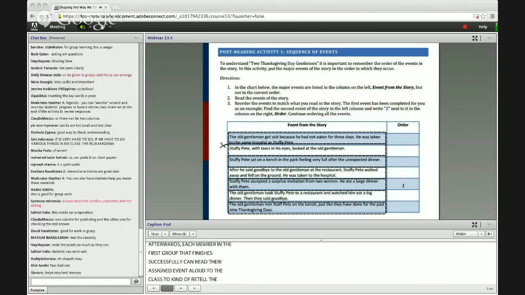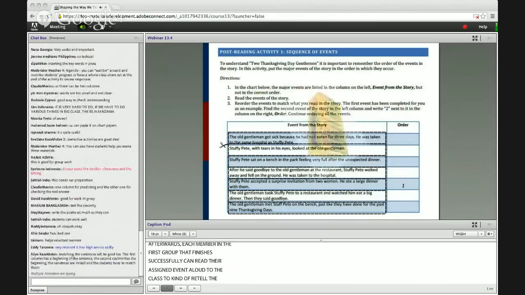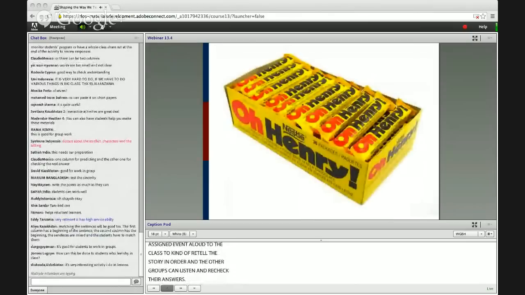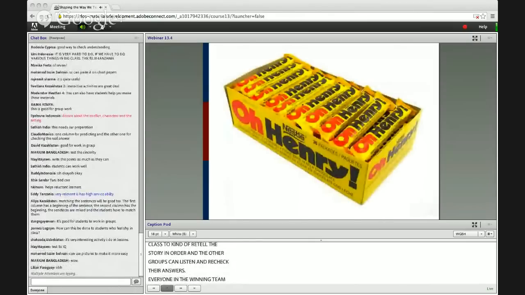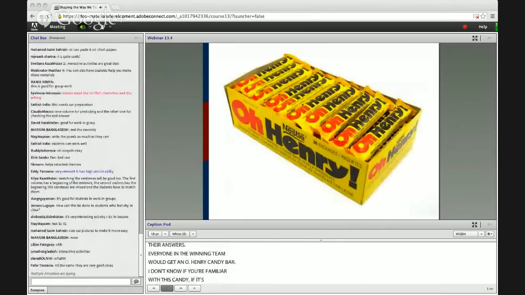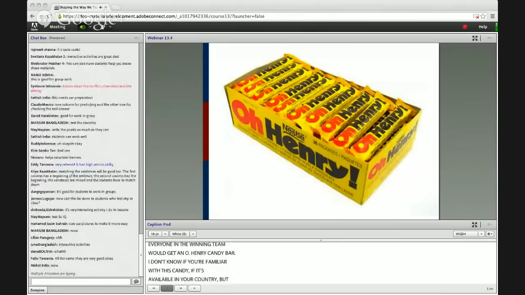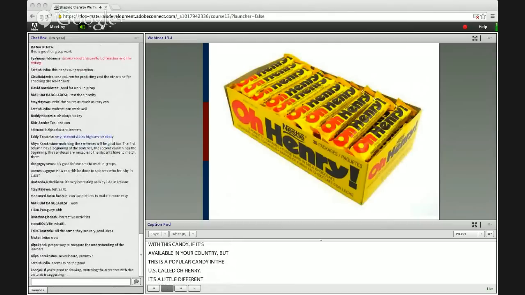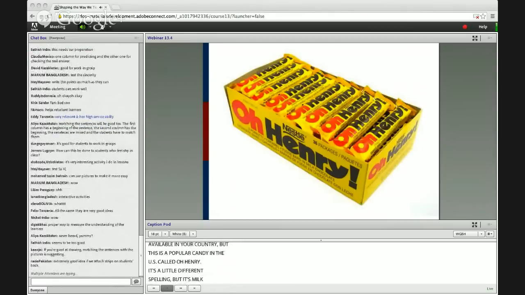And everyone in the winning team should get an O. Henry candy bar, right? I don't know if you're familiar with this candy, if it's available in your country, but this is a popular candy in the U.S. called O. Henry. It's a little bit different spelling, right? But it's milk chocolate and caramel, and it's really tasty. So if you have access, this is kind of a fun way to reward our students for their good work.